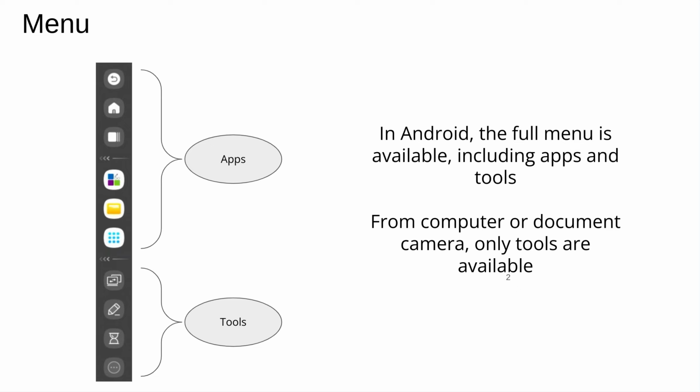If you are in the Android input, which is your Mimio panel, you will have the full menu available as shown in this image, including all of the apps on the panel and the tools. If you are projecting your computer or your document camera, only the bottom section of this menu will be available, which are the tools.